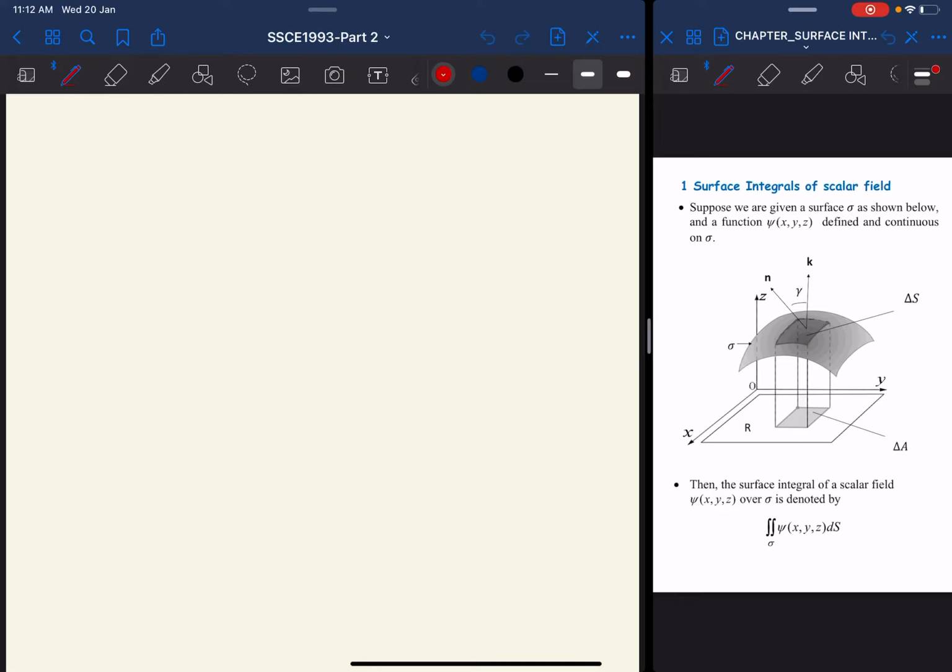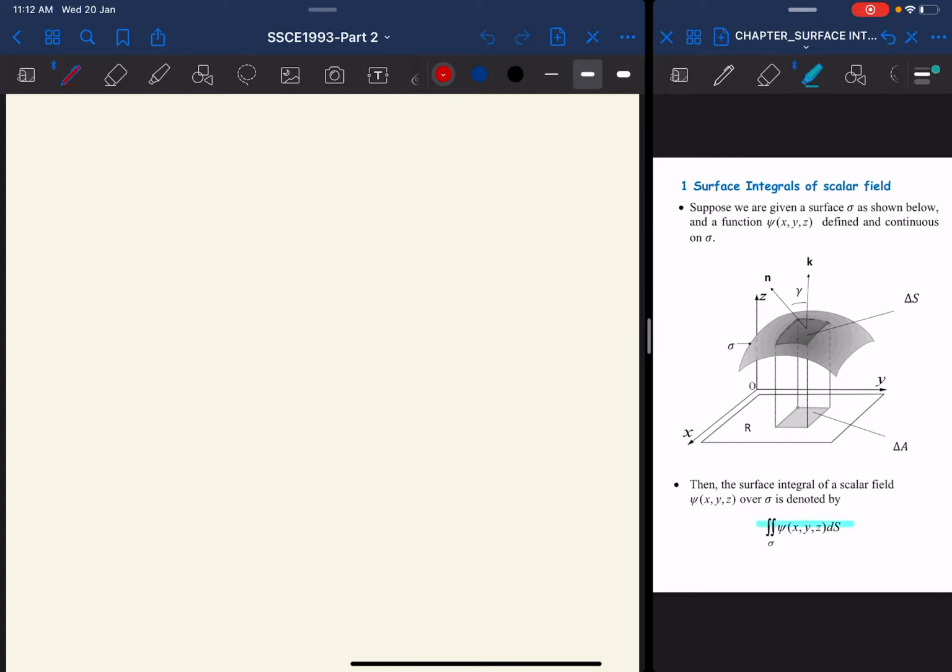on a 3D plane. Technically we'll use the idea from the first chapter, which involves graph sketching. We will also include the knowledge of double integral that will be used for this chapter. So suppose that we have a surface here, and the surface integral of a scalar field is denoted by this one.